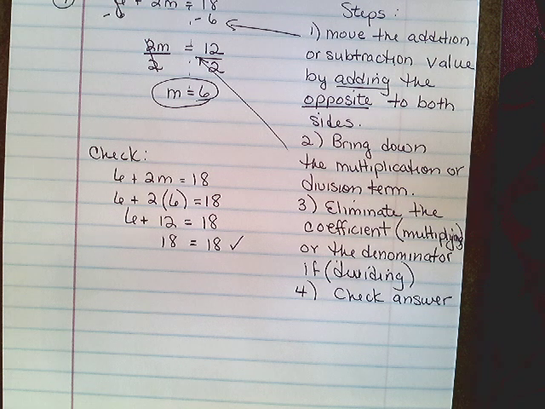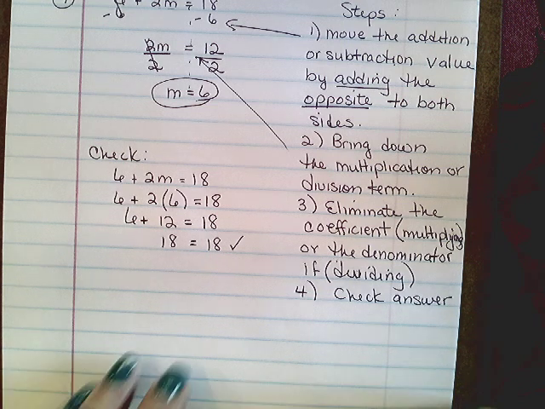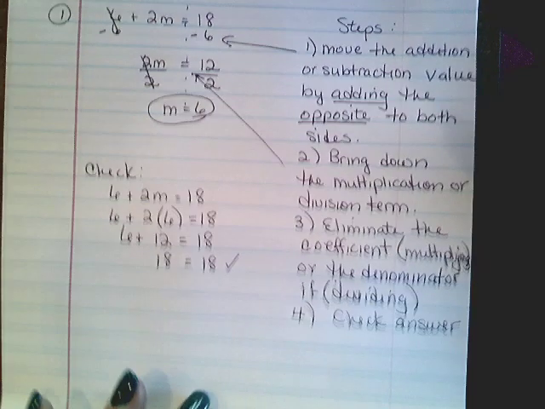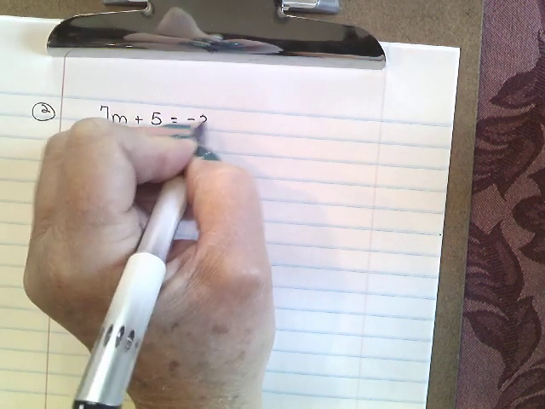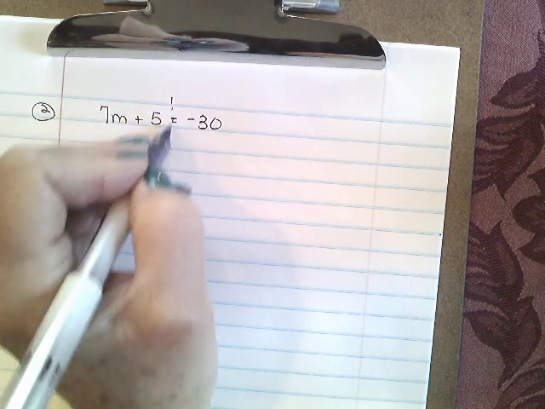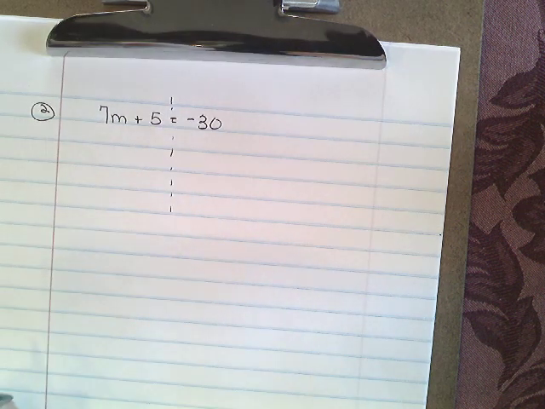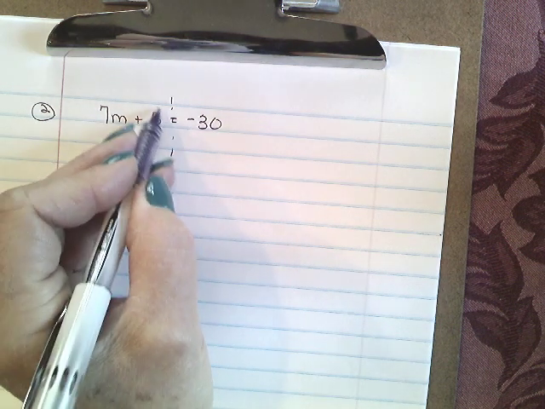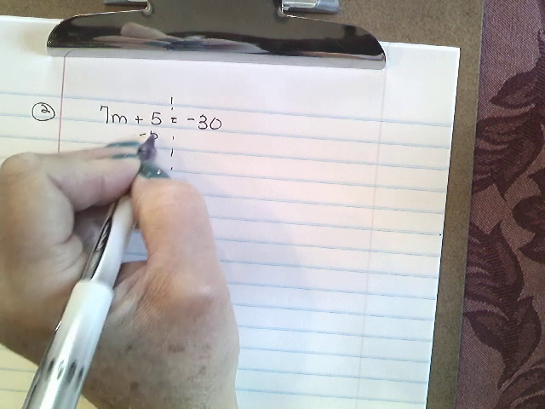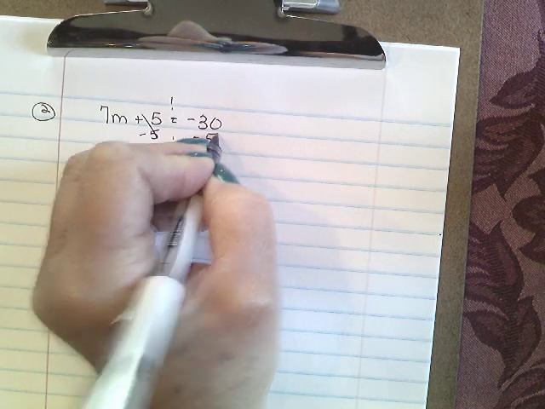Okay, I think we're going to do 3 more examples. Okay, so that was example 1. Let's jump to example 2. 7m plus 5 equals negative 30. Draw that balance line. The first thing we need to move is the constant, the term that does not have a variable, by adding a negative 5 to both sides.